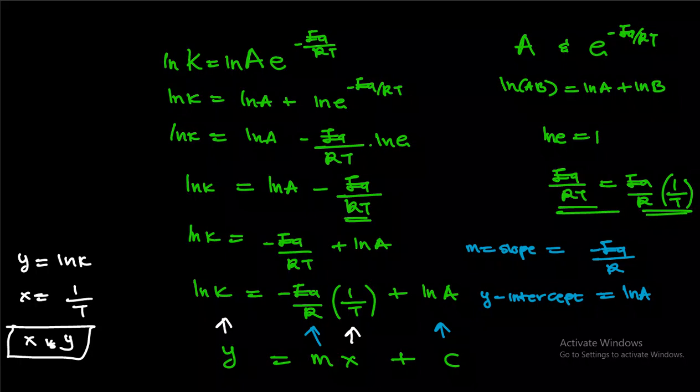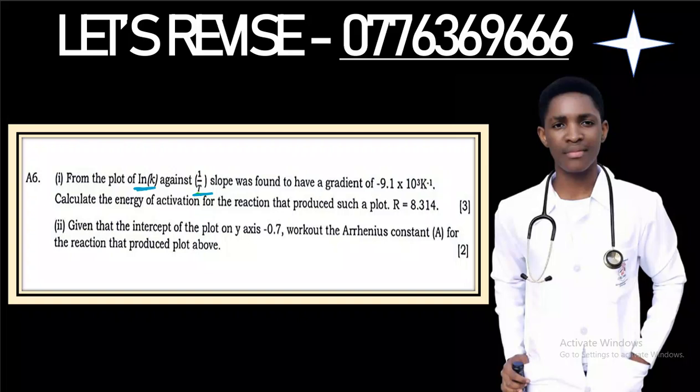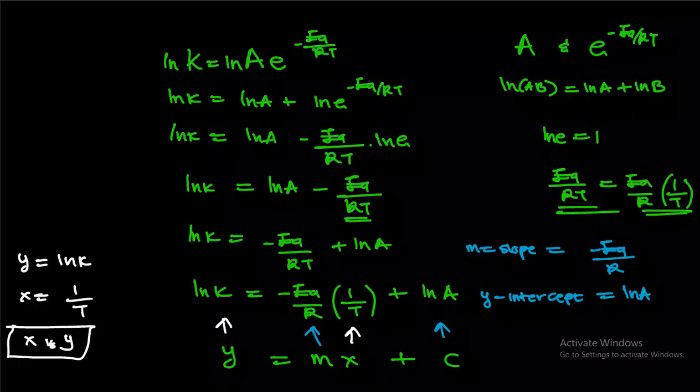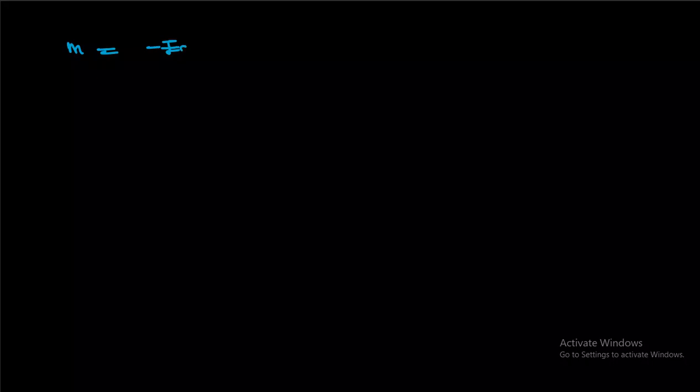So with this information, we can find the activation energy, because the first question is to find the activation energy that produces this slope. This was the slope that we are given. This is the gradient. So we are asked to find the activation energy. This is the formula you'll be using whenever you are asked to find the slope. So you say m is equal to negative activation energy over R.